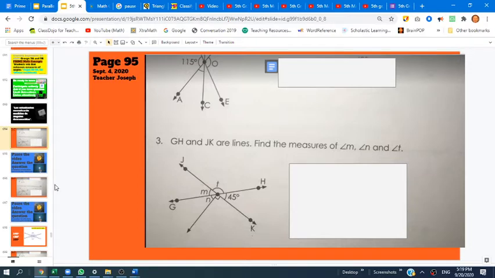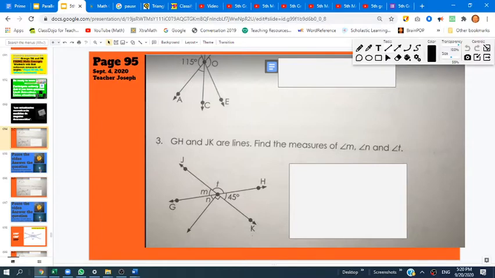So what we're trying to find is, it says GH and JK are lines. Find the measurements of angle M, N, and T. All right, so let's jump in and do that first one. If I know, boys and girls, that this right here is 45 degrees, then I know that the opposite angle is also 45 degrees. So angle M is also going to equal 45 degrees. Those are vertically opposite angles.